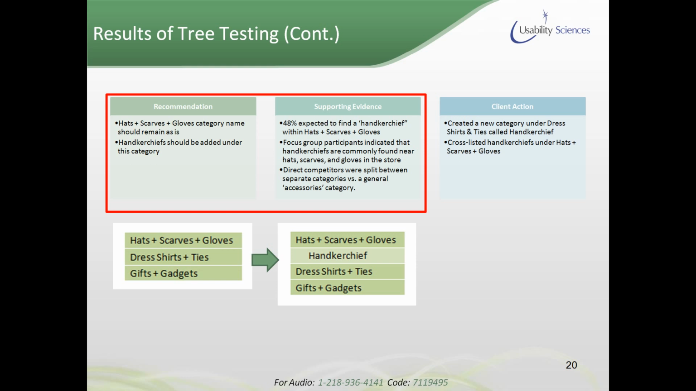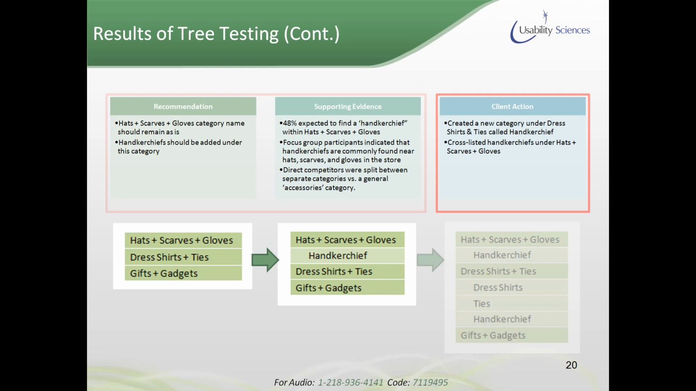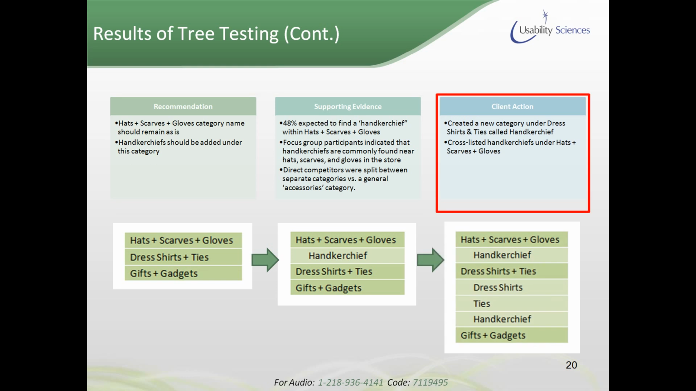When we looked at competitors, it was kind of neutral. Some competitors had separate categories for things like this. Others just had a very general catch-all accessories bucket. So it didn't really sway us one way or the other in terms of supporting our recommendation. And then finally, what the client actually did is they took our recommendation, they put handkerchiefs under hats, scarves, and gloves, and they even went one step further and cross-listed it under dress shirts and ties as well. So they said, look, we want to put it in several different places in addition to what we had recommended.